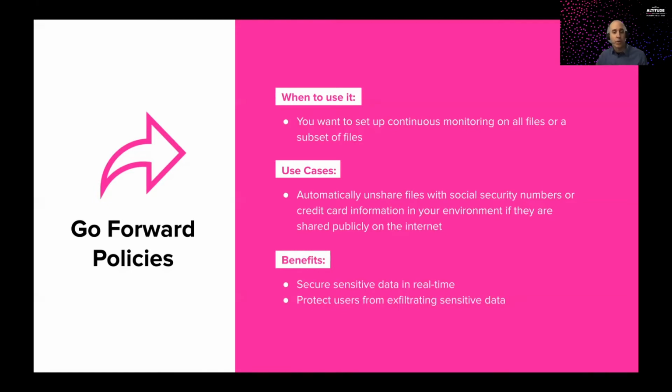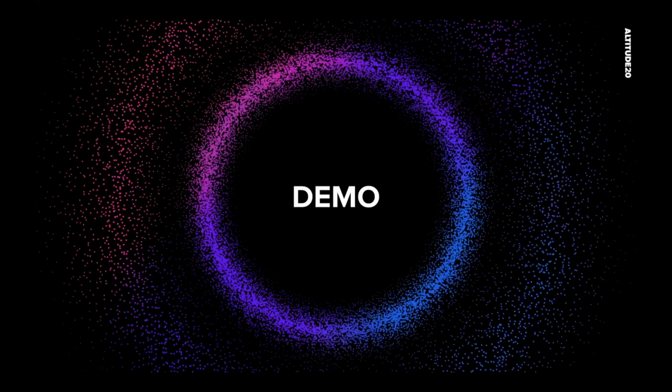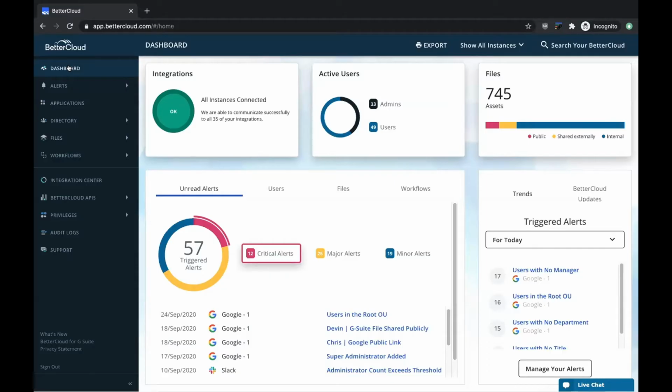You don't have to constantly watch it. You don't have to run regular scans on it. It'll just happen against those alerts. You can also then protect yourself against users that are trying to exfiltrate some sensitive data as well, 24/7, when you have these alerts in place. So what we'll do now is we'll start our demo and kind of show you how to do that in the product. So here we are in the BetterCloud application.